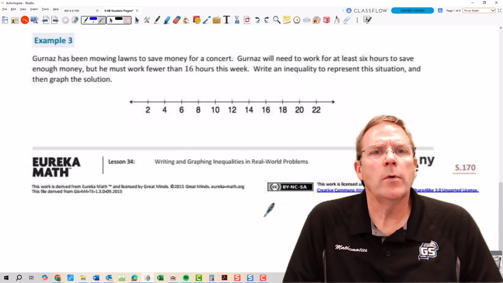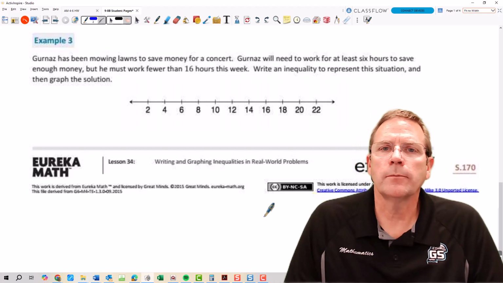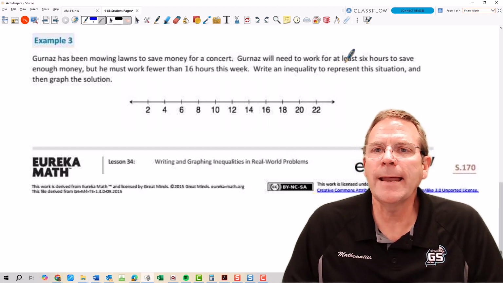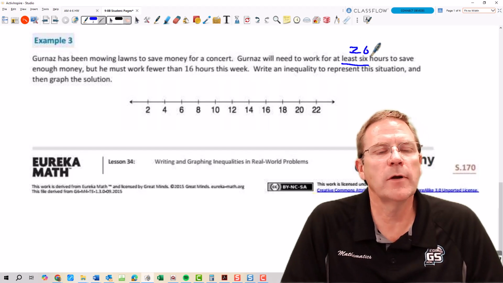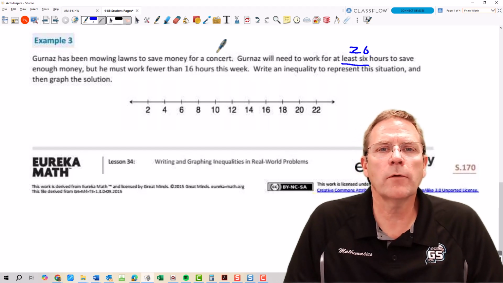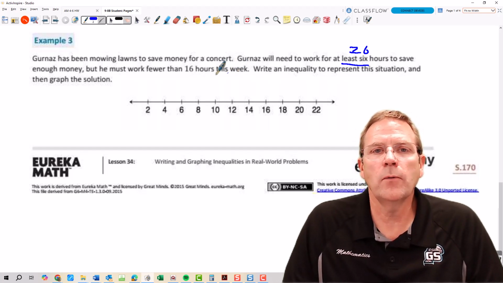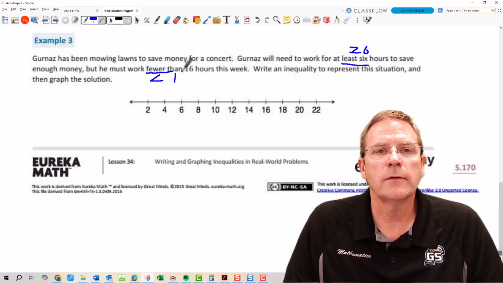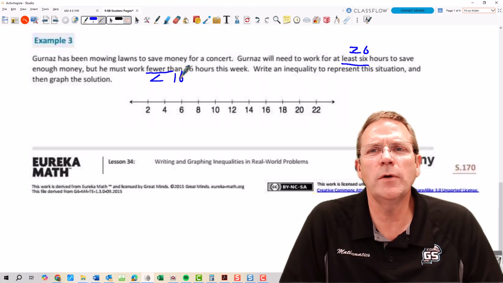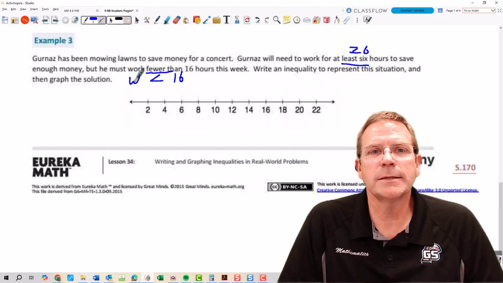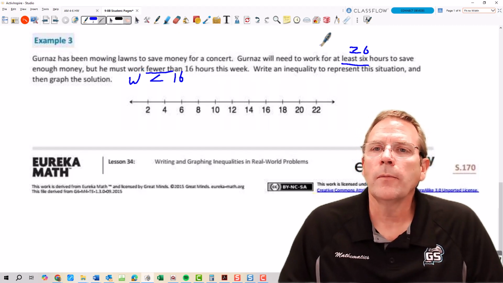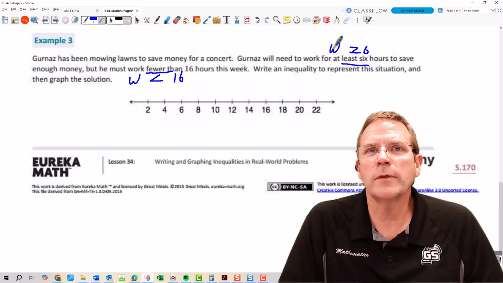Gurnez has been mowing lawns to save money for a concert. Gurnez will need to work at least 6 hours. That means he's going to have to work greater than or equal to 6 hours to save enough money. But he must work fewer than 16 hours in a week. Okay, so here that means he has to work less than 16 hours in the week. So we have two different inequalities going on here. One is where he's working less than 16 hours in a week. The other is where he must work greater than or equal to 6 hours.